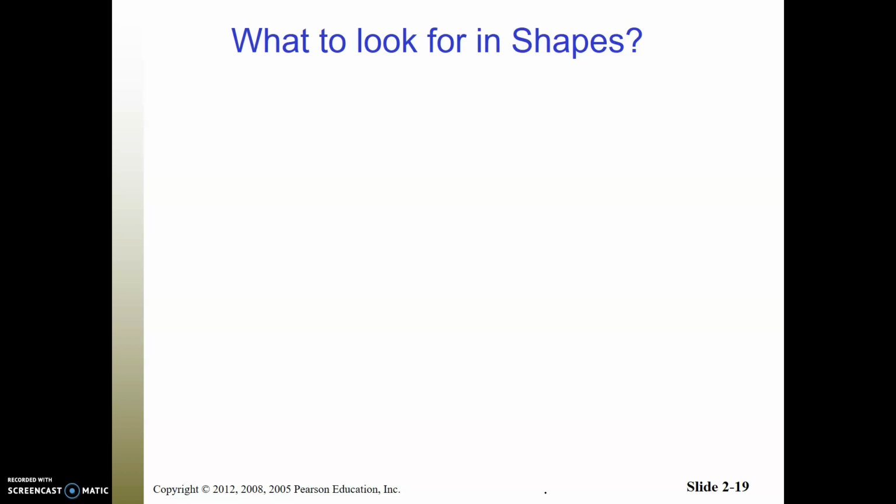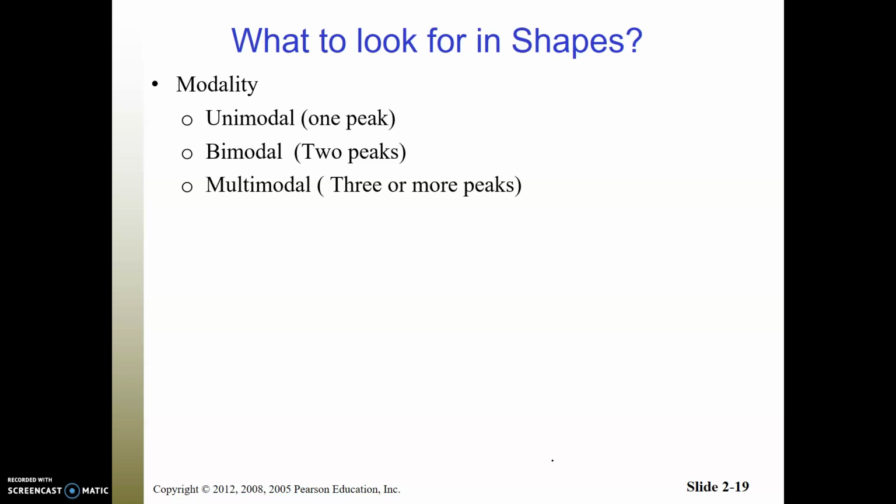So what are the things to look for when you're talking about the shape of the distribution? Number one, you look for modality, like how many peaks there are. If it has only one peak, it's called unimodal. If it has two peaks, it's bimodal, as I have shown you in the previous slide. It has two distinct peaks, and if it has more than two peaks, it's called multimodal. So the first thing you need to look for is the modality, that is, how many peaks a distribution has.